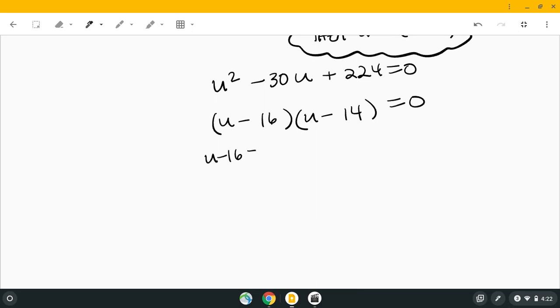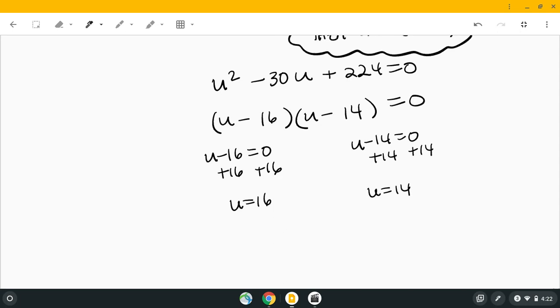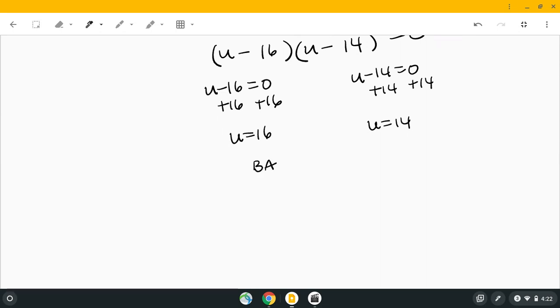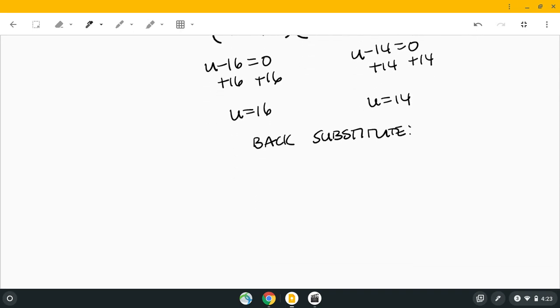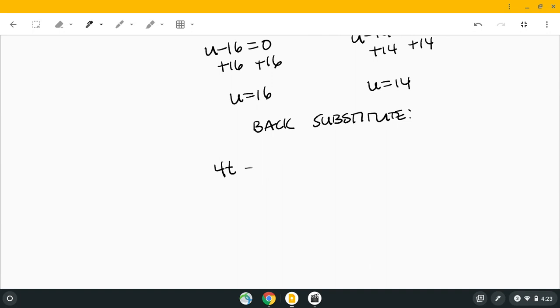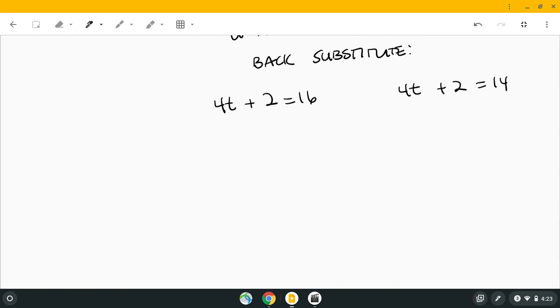So u minus 16 equals 0. Add 16. Over here, u minus 14 equals 0. Add 14. Okay. And then we're going to go ahead and back substitute now. What is u? 4t plus 2. So 4t plus 2 equals 16, and 4t plus 2 equals 14. And let's solve each of these.